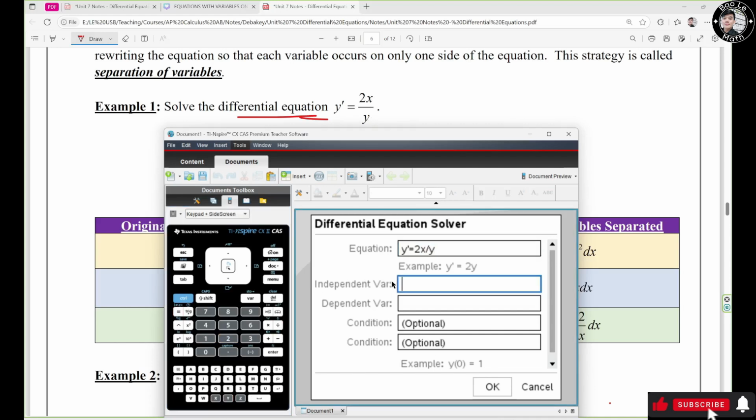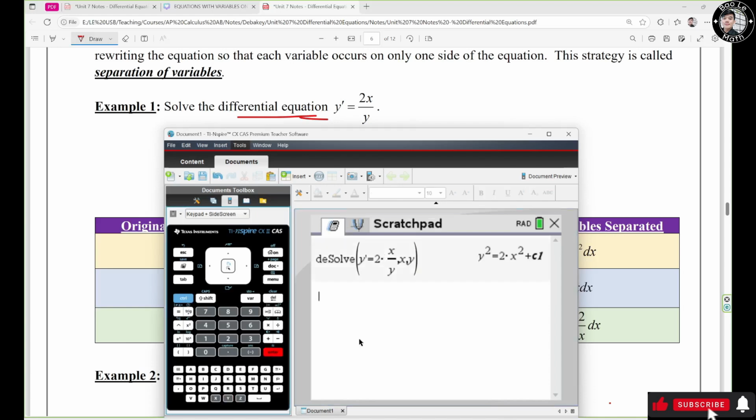Now the independent variable should be s, the dependent variable should be y. Now you don't have a condition, so you just leave it plain, right? Hit OK and hit enter. The answer is right here: y squared equals 2 times s squared plus c. Or you can take the square root of both sides and you will get the answer.